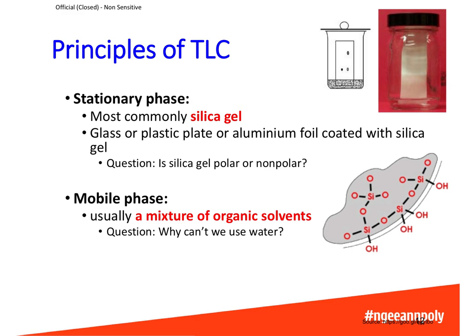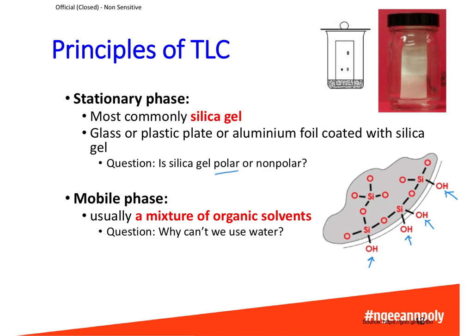Let's take a look at the structure of silica. Do you think silica is polar or non-polar? When we look at the structure, we see silicon atoms bonded to oxygen atoms, and you can also see hydroxyl groups or OH groups on the surface of the silica. These OH groups can form hydrogen bonds or dipole-dipole bonds with other polar compounds, and therefore silica is polar.